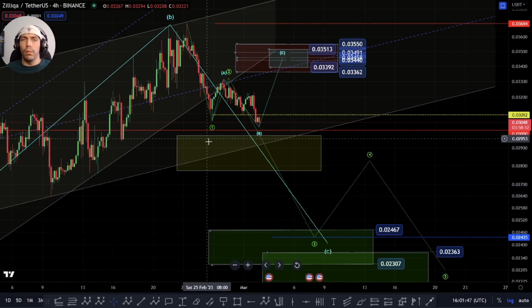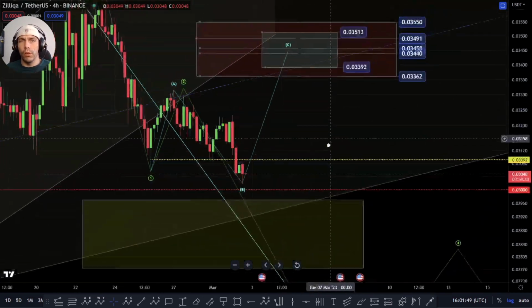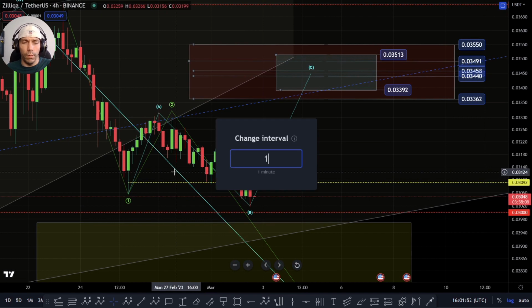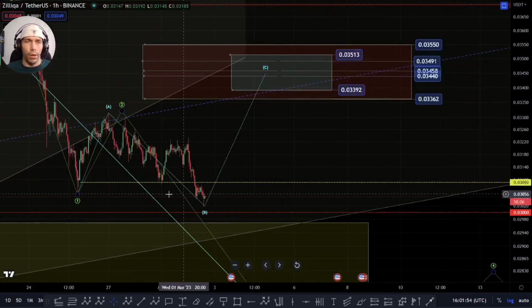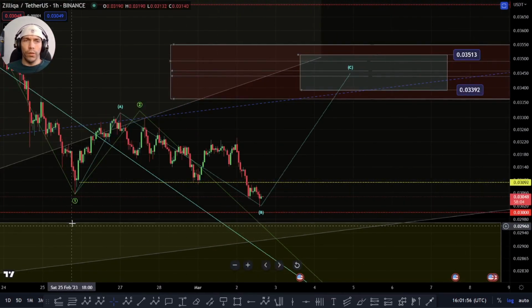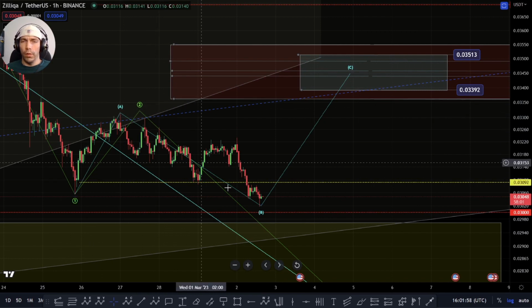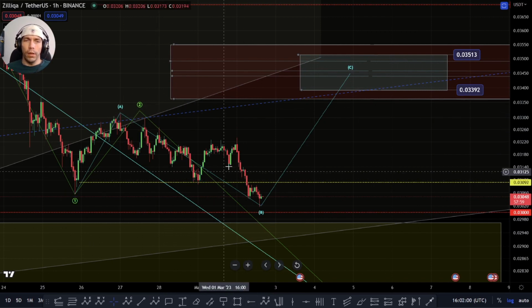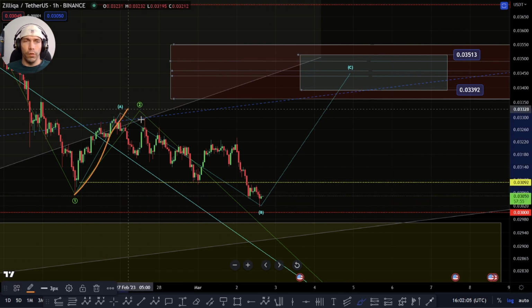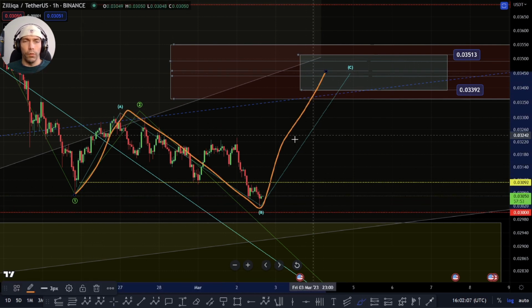There is also the possibility we could see, because of the way this structure is developing here, if I come into the hourly. So within this structure, we can also argue that we could still need another leg to the upside for this C wave. And what I'll be looking for is the potential that we have a flat here in this wave too.